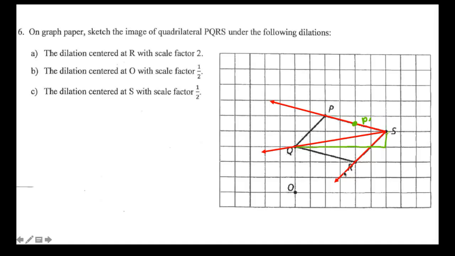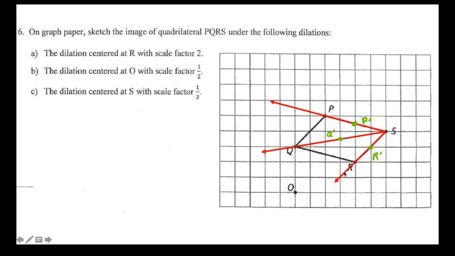Now from S to Q, I go down 1 and I'm going to go backwards 6. So my halfway point is going to be down 1/2 to the left 3. For S to R, it's down 1, backward to the left 2. Down 2 to the left 2. So halfway is going to be down 1 to the left 1.